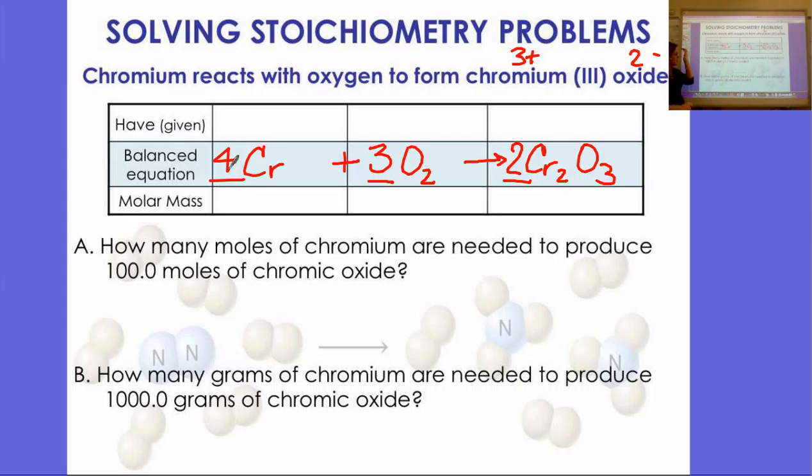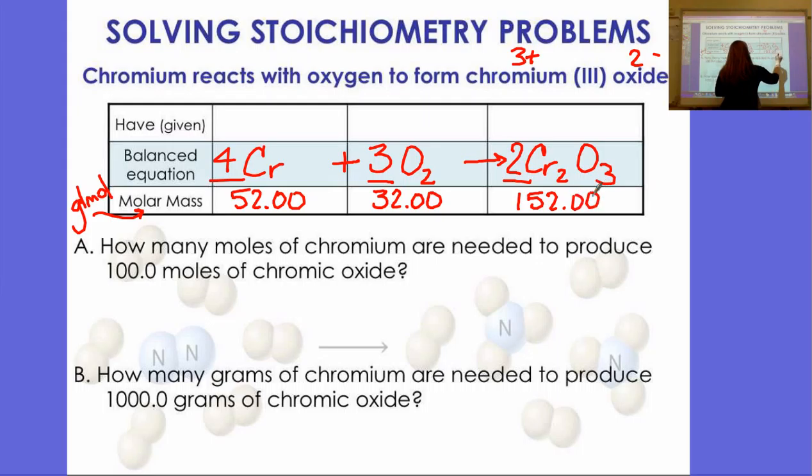Now, if you want to fill in this table, you can fill it in with the molar masses. The molar mass of chromium is 52.00. The molar mass of oxygen is 32.00. Again, my units are grams per mole here for my molar mass. And chromium oxide is 152 grams per mole.